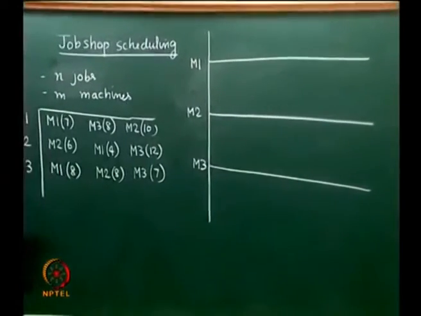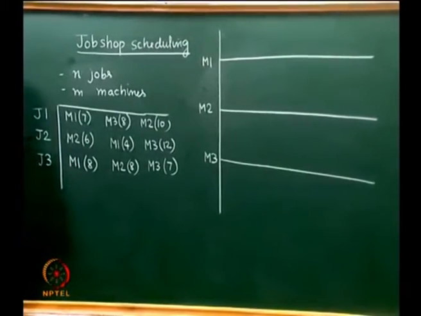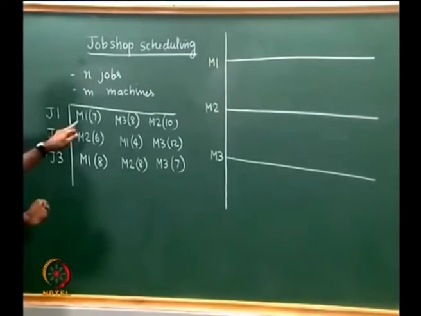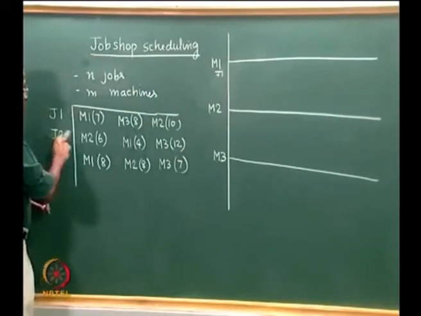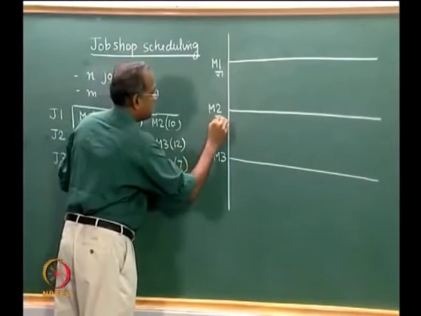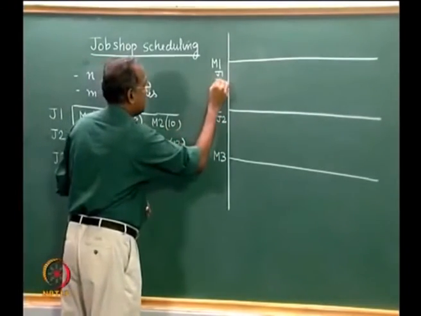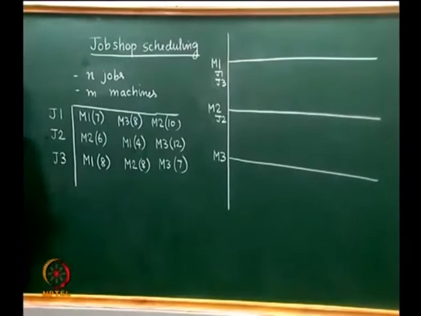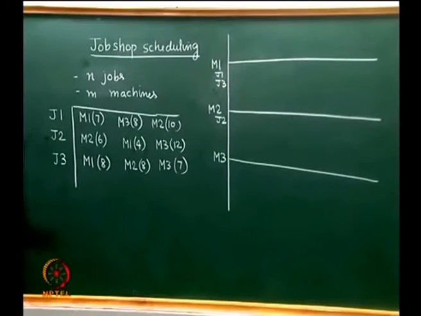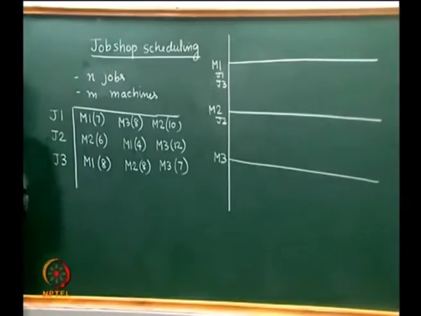Now, what we do is we let each job go and stand in front of its first machine. J1 will go and stand in front of M1, so J1 will be here. J2 will go and stand in front of M2, so J2 will be here. J3 also will go and stand in front of M1. Now, we are at time equal to 0, all the jobs are available and each job is waiting in front of its first machine to be processed.